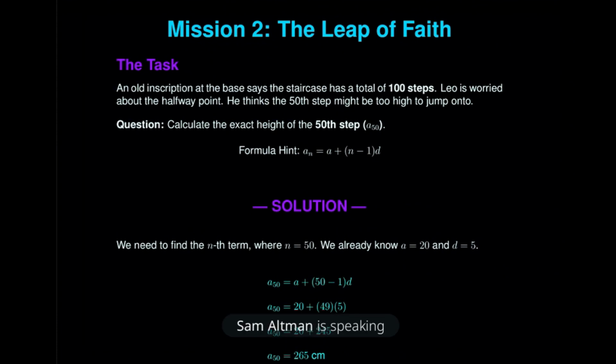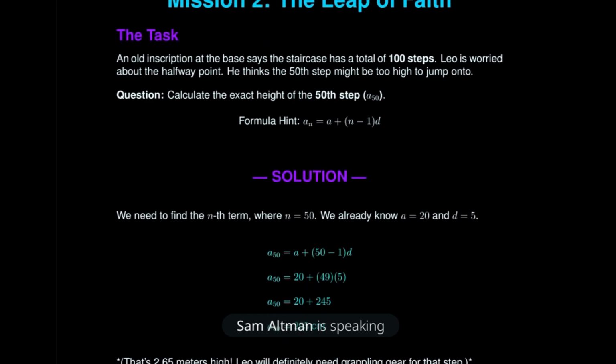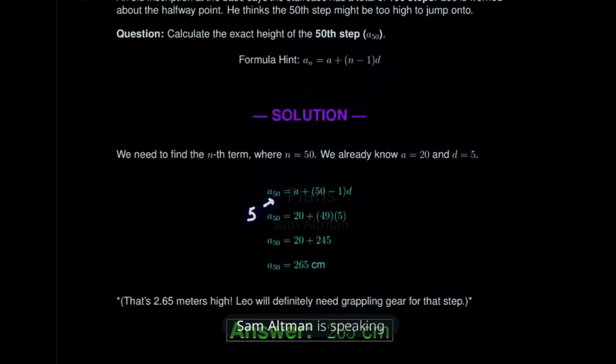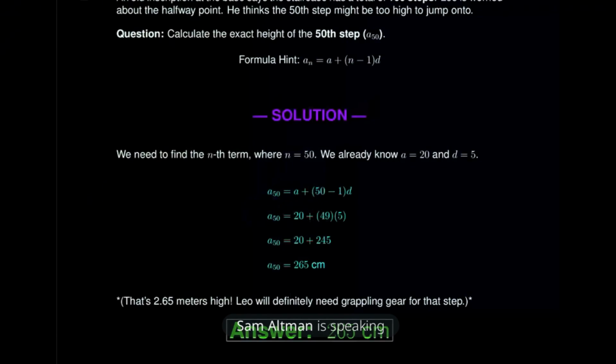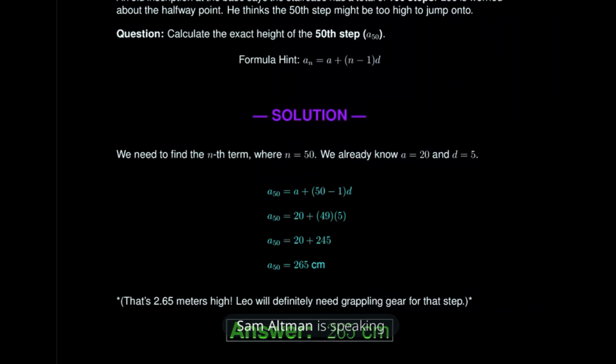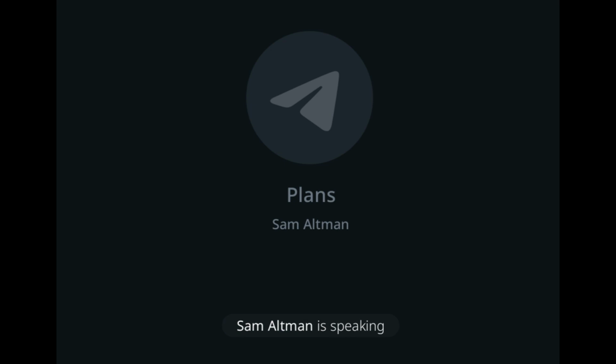So we need to find the nth term where n is equal to 50, and we already know that a is 20 and d is 5. Let's see. So here we replace the n with 50, and then we substitute the remaining values and calculate it, and it comes out that the 50th step is 265 centimeters, that is 2.65 meters. That is pretty high.